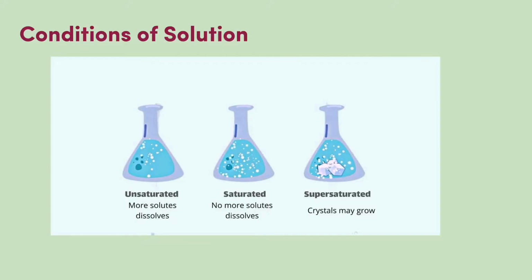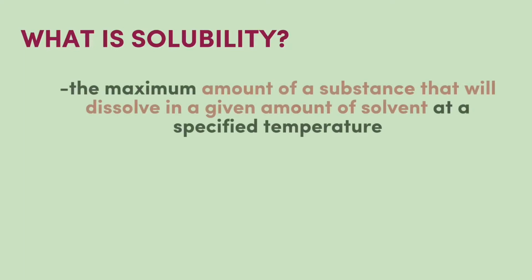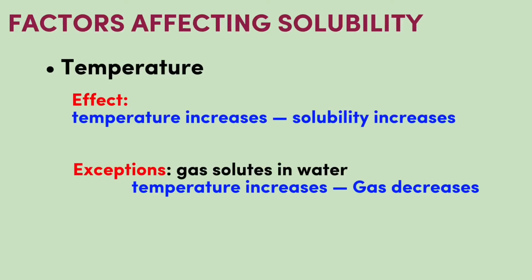A supersaturated solution is created when any solute added to a solvent has reached its limit of solubility. It contains more undissolved solids than the saturated solution because of its tendency to crystallize and precipitate. Factors affecting solubility. But first, let us define what solubility is. Solubility is defined as the maximum amount of a substance that will dissolve in a given amount of a solvent at a specified temperature. So, number one is temperature.